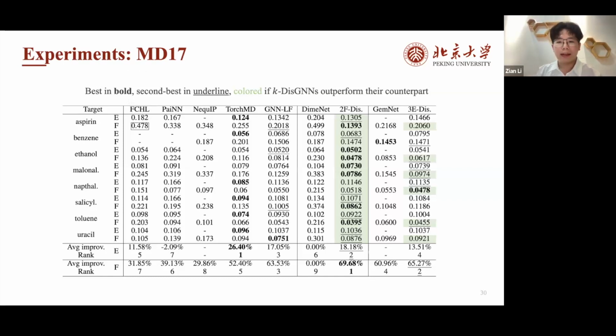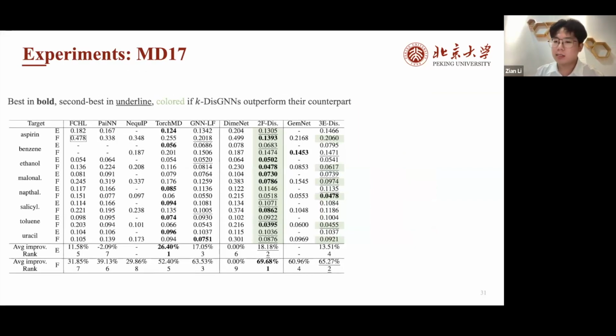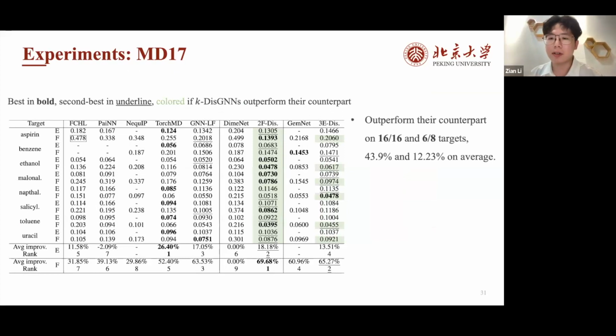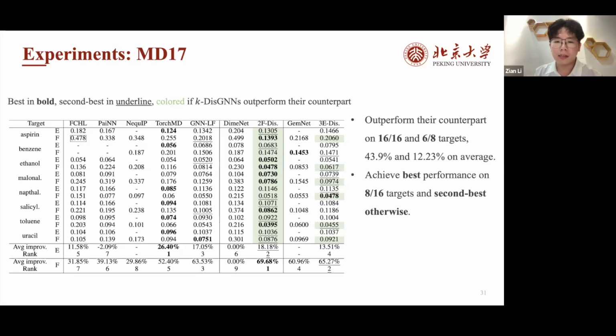We can get some conclusions from this table. The first is that our 2F and 3E DisGNN can outperform their counterparts on all the targets and 6 out of 8 targets respectively, and their improvements are 40% and 12% on average. The second conclusion is that our models can achieve the best performance on half of the targets and the second best otherwise.